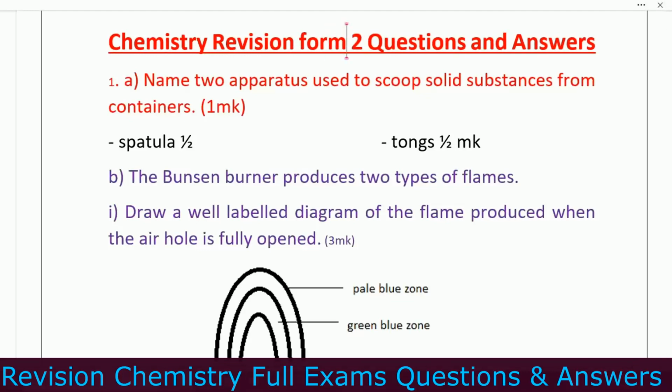As we have said, this one is Form 2. Let us go straight to the work.